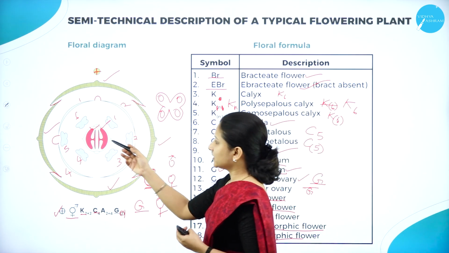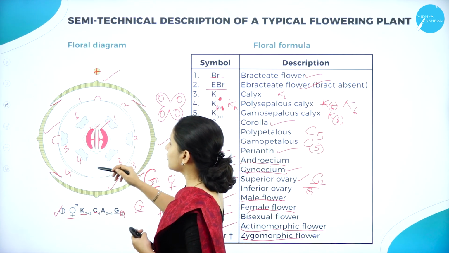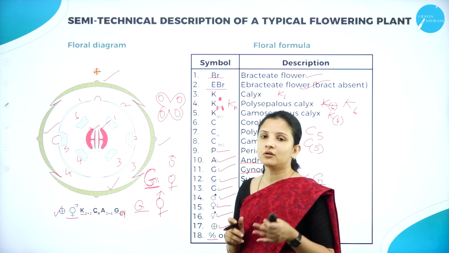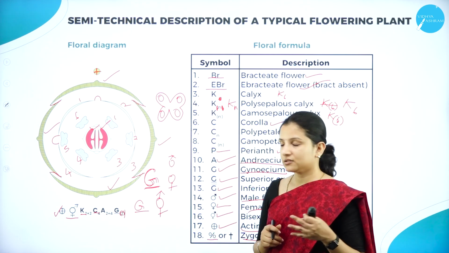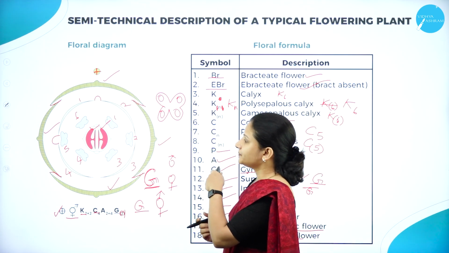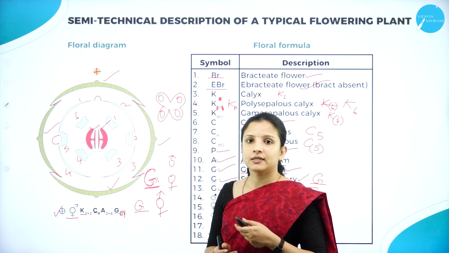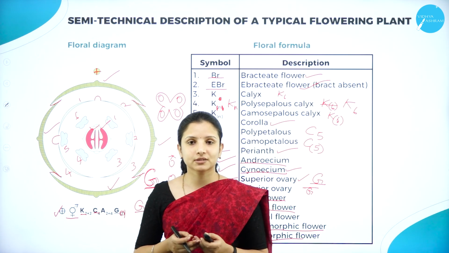And next, representation of the ovary. So, ovary also, again, can you see here, they have drawn basal placentation. So, placentation can be basal placentation. So, these placentations can also be drawn. So, this is about the floral diagram. I hope you understood the session well.